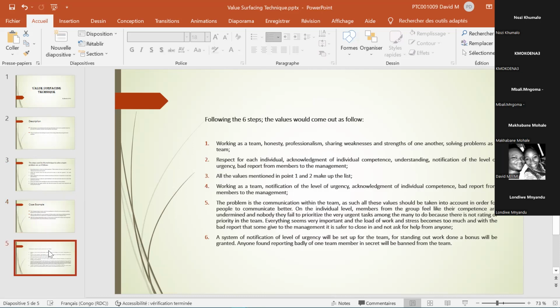In terms of steps, if we had to apply what was suggested there, what came out was that working as a team was the value for the group: honesty, professionalism, sharing weakness and strength with one another, and solving problems as a team. Individually, some people value respect, acknowledgement of individual competence, understanding, and notification of a level of agency. Some even found it a good thing to report to higher management when they're not happy about something. And yes, most of the guys do that.